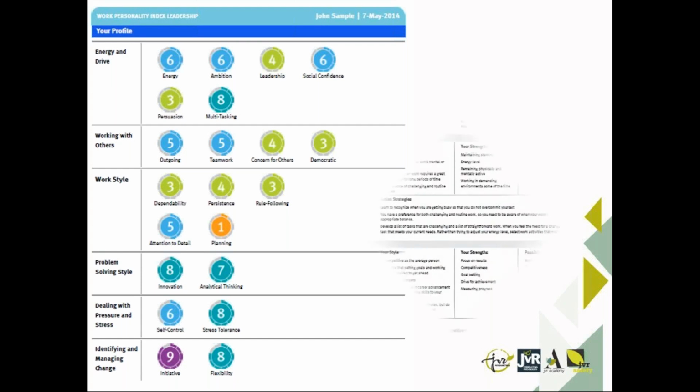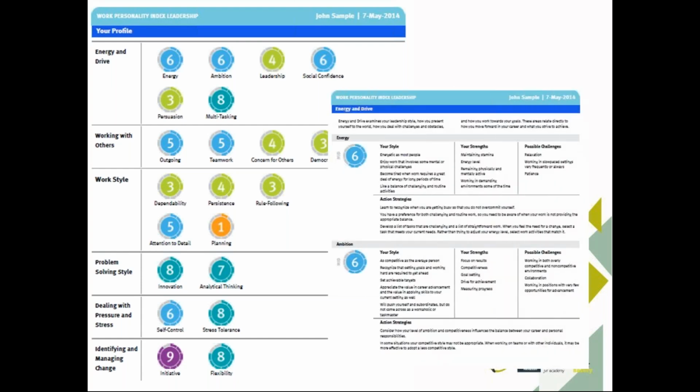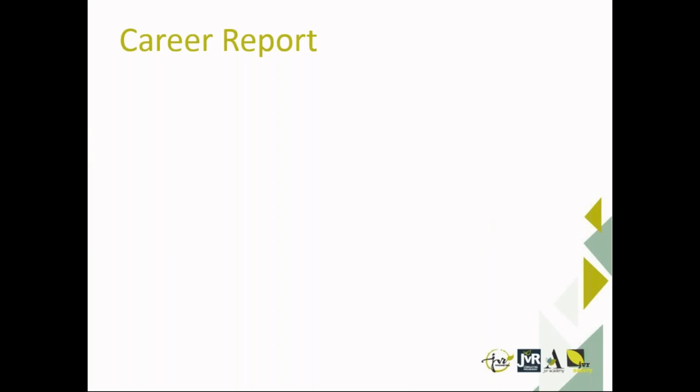So you'll be able to see over here, going into the report, the report will report per scale on the individual, their possible style, what their strengths would be, possible challenges that they might face, and then there are also action strategies that the individual would be able to put into place and work on in order to be as effective as possible. The last report that we're going to have a look at is the career report.